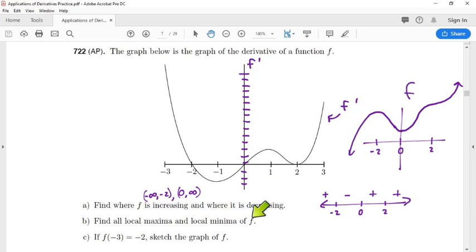So local maxima and local minima. Now, I don't need this curve right here to answer this question. I can tell just by looking at where we're increasing and where we're decreasing. You see right here, f is increasing, and then it's decreasing. So this right here is a local max. To find local maxima, I would say x equals -2. That's a maxima. What about local minima?